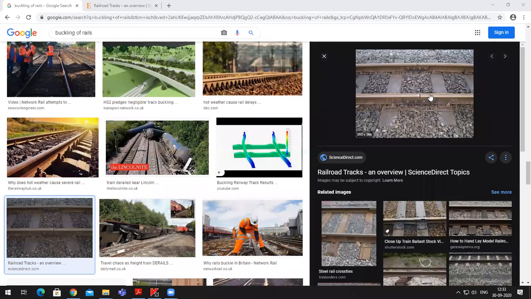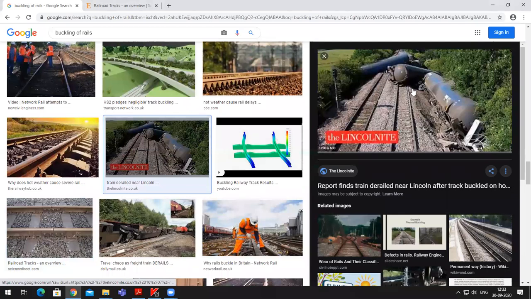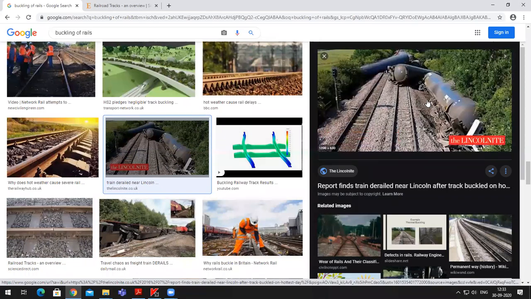So when this particular joint gets lifted up, when the vehicles are moving at a very high speed, and if this particular buckling is not taken care of, accidents might happen like this. Okay, so you can see it's an article which says that report finds train derailed near such and such place after track buckled. So track buckling has caused this kind of an accident.